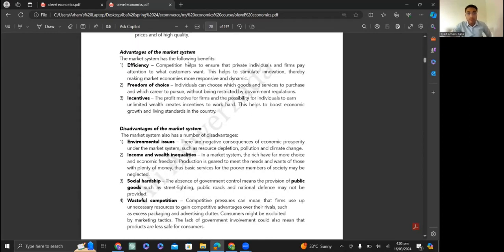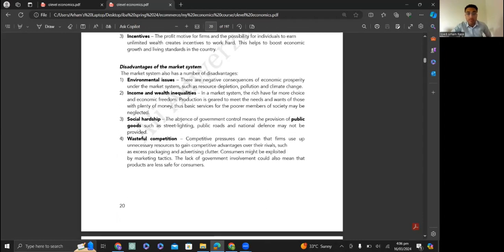Now, advantages of the market system. There is efficiency, which means firms will want to reduce their costs and reduce wastage to increase their profitability. Freedom of choice: people can choose from a variety of products available in the economy, because of competition, as firms want to differentiate themselves from other firms, so they will offer the best quality and the best price products. The incentive of the firm is profitability, and they will produce those products which are highly profitable. Unlimited wealth creates incentives to work hard. This helps to boost economic growth and living standards in the country.